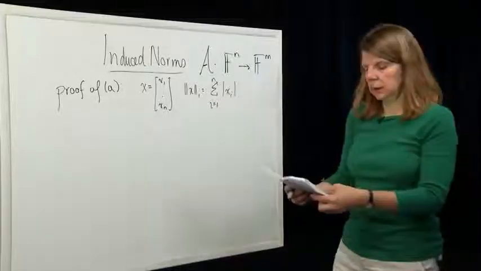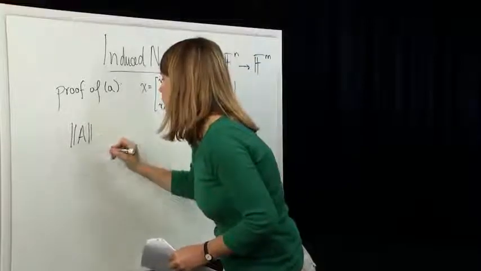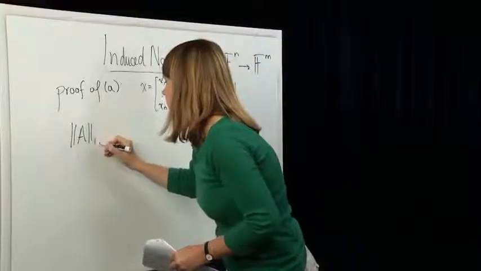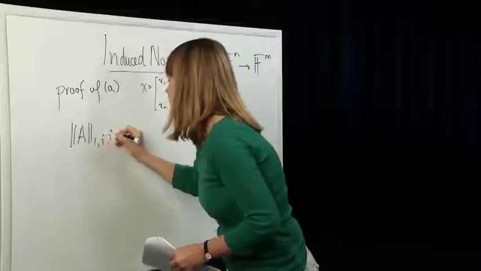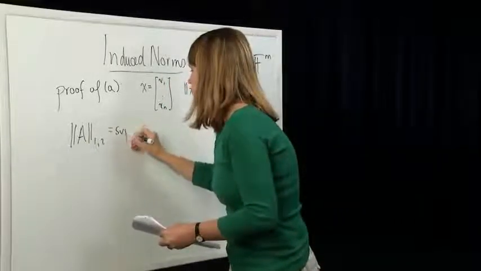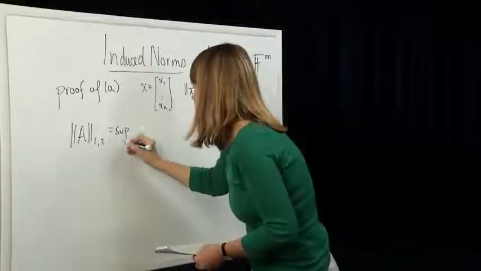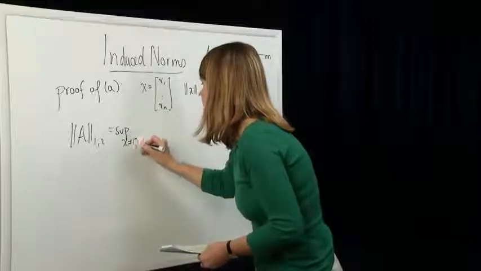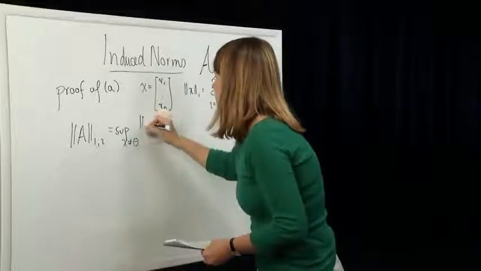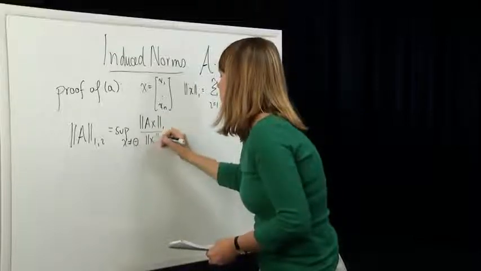Okay, so that's all we need now to go ahead and take our expression for the induced one norm. So I have a matrix A, I'm computing the induced one norm. So by definition, that's the supremum. We'll use x here, it doesn't matter. So the supremum over all x not equal to 0 of the one norm of Ax over the one norm of x.